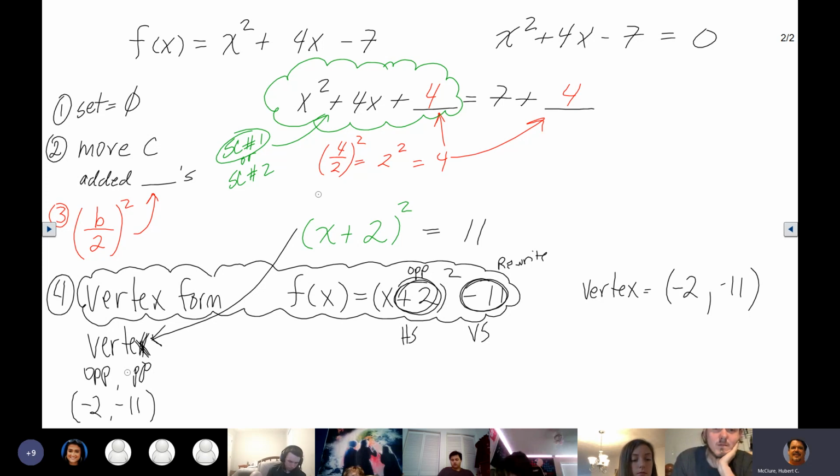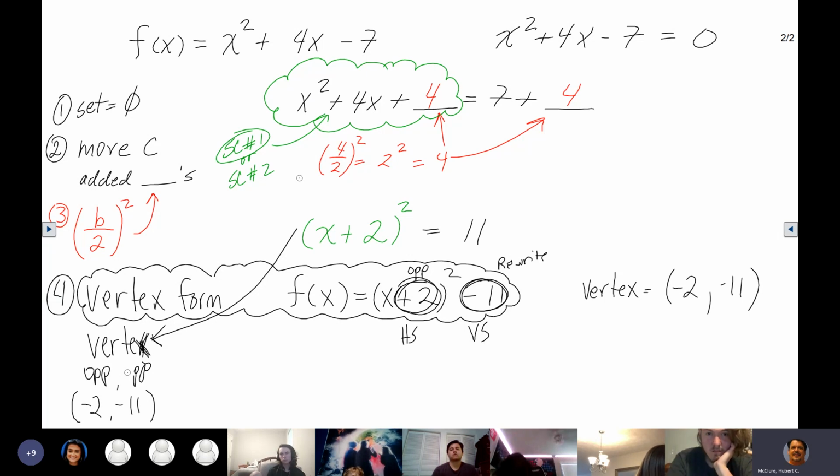So you can write the vertex in 2 ways. You can write the vertex using the vertex form. Take the opposite of the first one, which is the horizontal shift, and then rewrite the vertical shift, and you get -2, -11. Or you can just take the opposite of both numbers and skip the vertex form. The vertex form is only for test and homework, because usually if you're working a problem by yourself, not having to type in the vertex form, you're just going to say, okay, the vertex is -2 and -11.